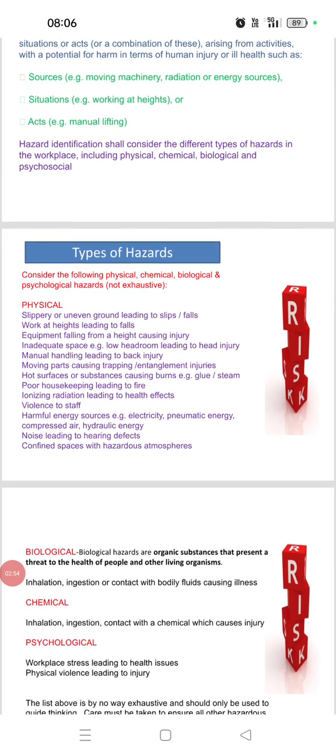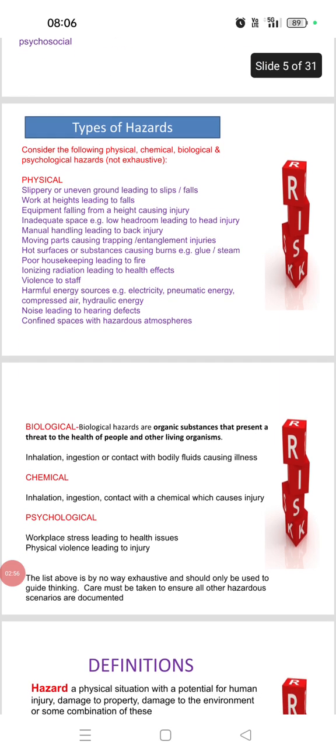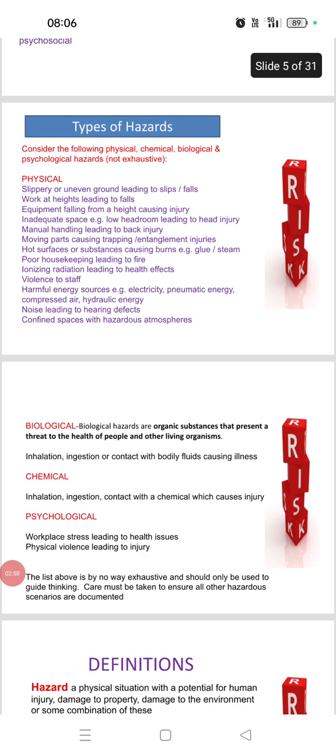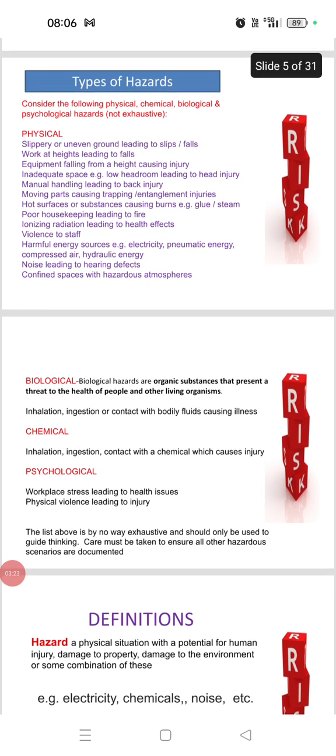There are different types of hazards. Some of the hazards are physical hazard, biological hazard, chemical hazard, and psychological hazard. We can also call electrical hazards and mechanical hazards; a lot of hazards are there. These are some examples. A physical hazard is, for example, if the road is uneven, so someone can fall. So it is a physical hazard.